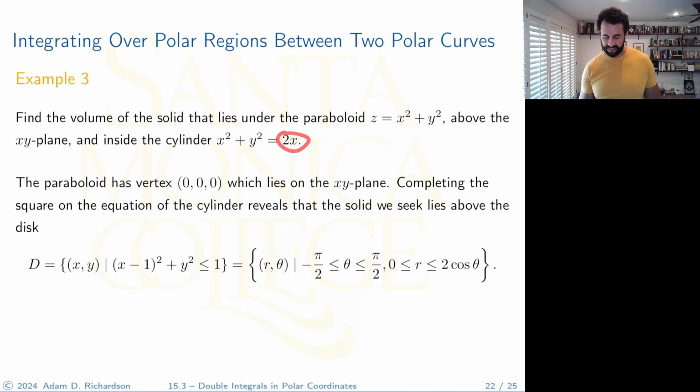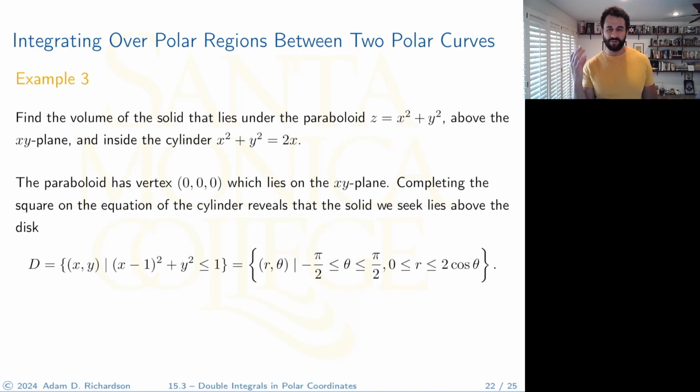And the fact that we have this linear term, this 2x term, what that means is that our cylinder is going to be shifted away from the origin. That's what this extra linear term means. So how do you find that? You have to complete the square. So if you complete the square in x, then you can rewrite this circle like so. So it's a circle that's been shifted away from the origin 1 unit in the positive x direction.